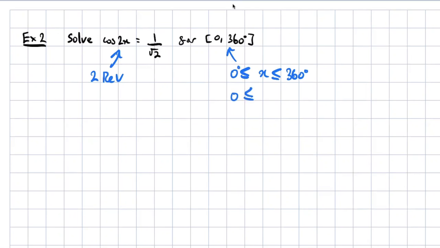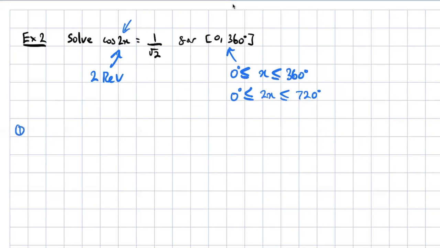Remember, this is just a normal x. Because we have a 2x over here, we want a 2x inside of this inequality. All right, so we're searching for our solutions between 0 and 720 degrees, so we can expect double the amount of solutions. So number one, we're going to find our base angle.